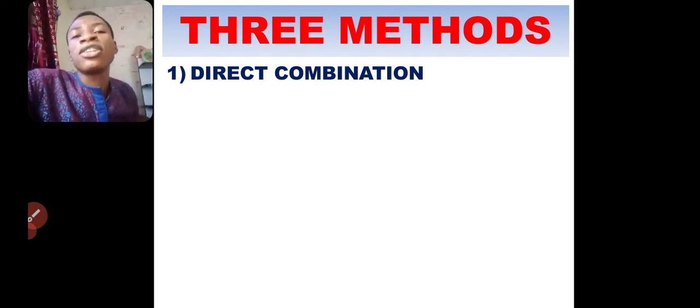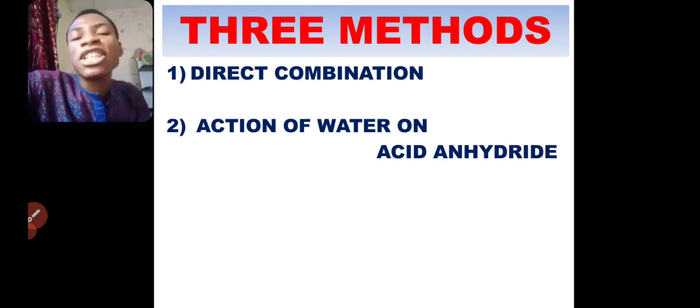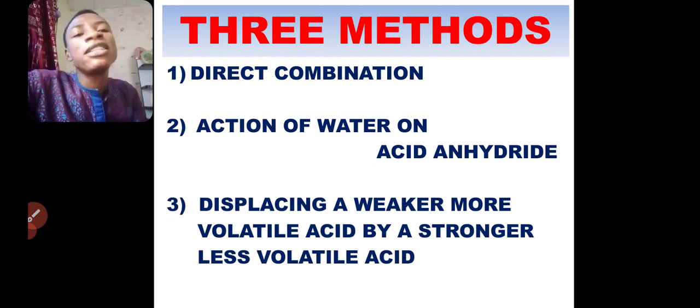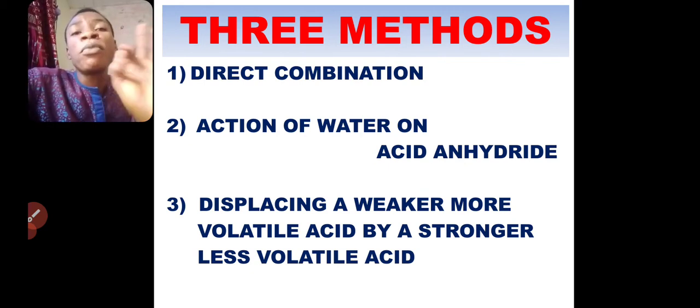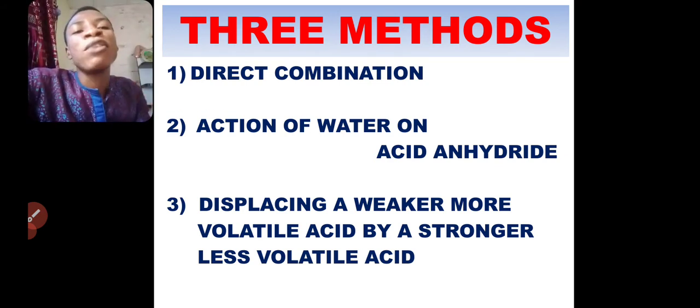Direct combination. When you pick the element inside the acid and you react them directly, it's called direct combination. Number two is by the action of water on acid anhydride. Number three is by using a stronger, less volatile acid to displace a weaker, more volatile acid. So we'll be discussing all these three methods for preparation of acids.